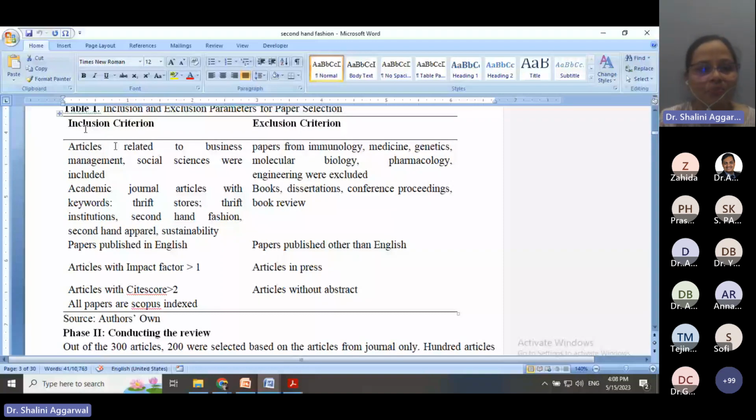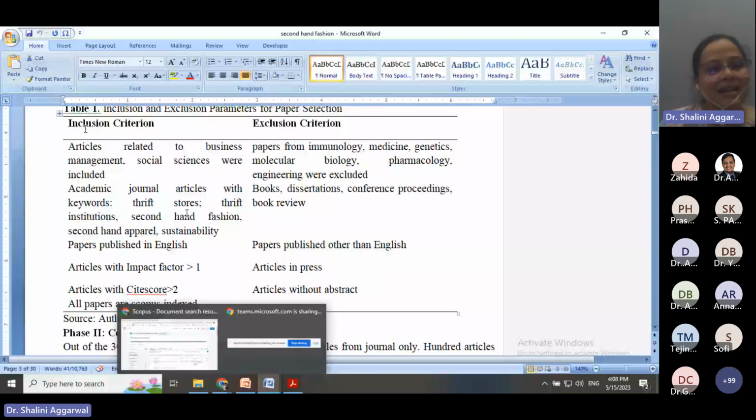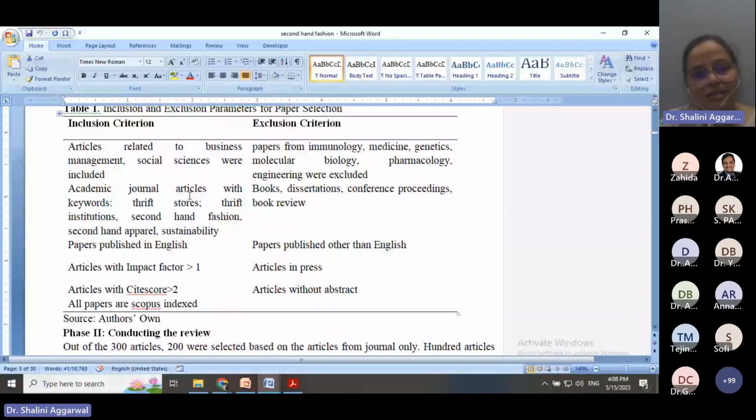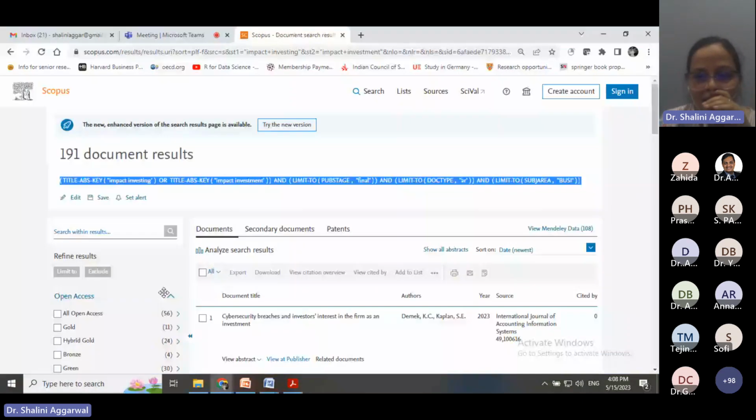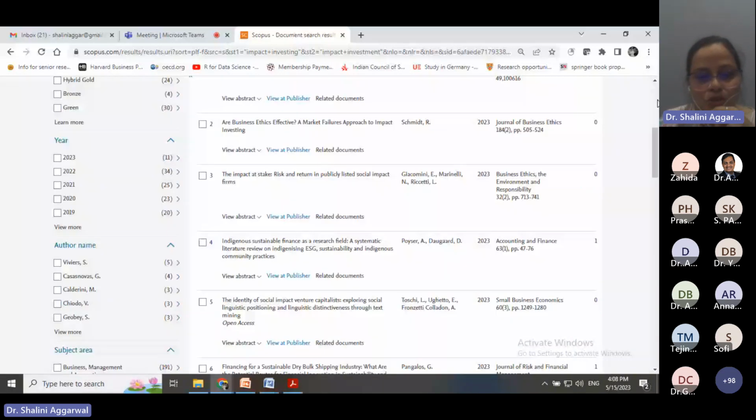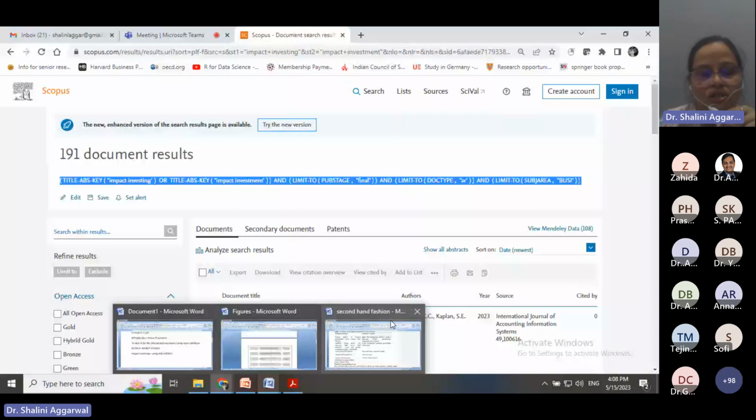Inclusion or exclusion criteria means the papers, what are the things that we have included in our study and what are the things that we have excluded from our study. So articles in press we have excluded, articles without abstract we have excluded, papers published other than English we have excluded, books, dissertation, conference proceeding, book review we have excluded. You have seen that. Is it clear? So you have seen that I have excluded all those things, and after that I have got 191 papers, right? So this is the whole thing that you have to mention in your research methodology part.